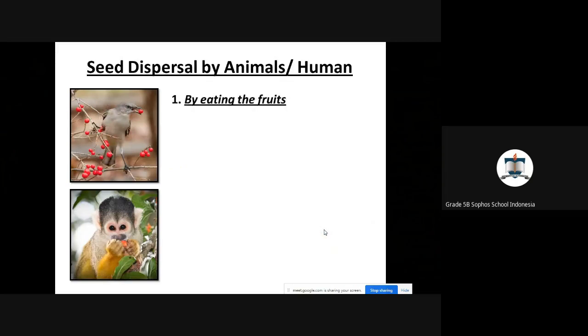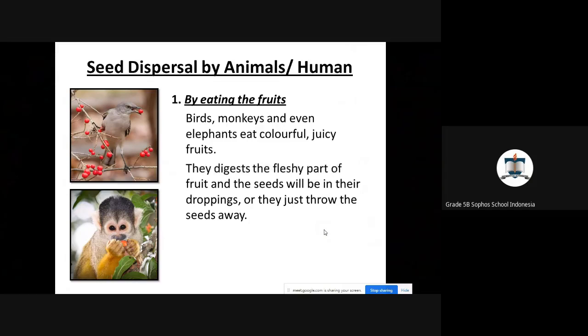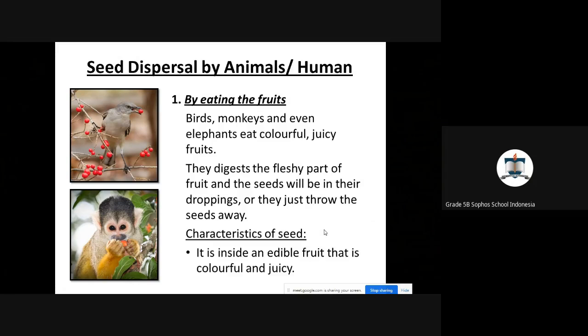This is the animal eating the fruit. Animals like birds, monkeys, and elephants eat the juicy and colorful fruits. After that, they will digest the fleshy part of the fruit, and the seed will be in their droppings, or some of them will just throw the seed away. What is the characteristic of this kind of seed? The seed must be edible. The seed is in a fruit that is edible, and that fruit is commonly colorful and juicy.